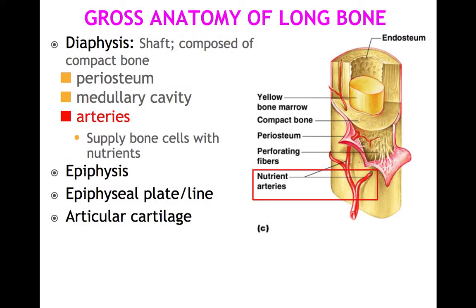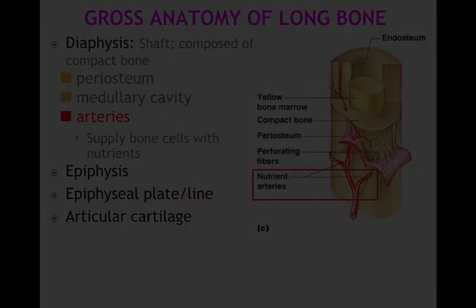Moving on, so we talked about, for the diaphysis, how it's the shaft of the bone and it's made of compact bone. It's surrounded by the periosteum, which you can see here. It's got marrow in the medullary cavity, and then last of all, it has these arteries, which you can see here, and they penetrate into the bone itself so that they can deliver nutrients to the bone. They can take away newly formed blood cells from red bone marrow, and then they can also take away waste.